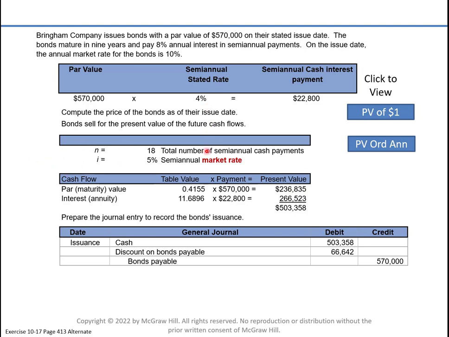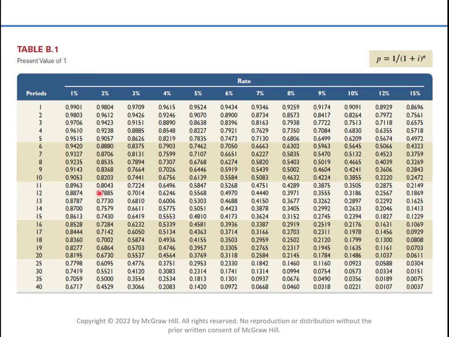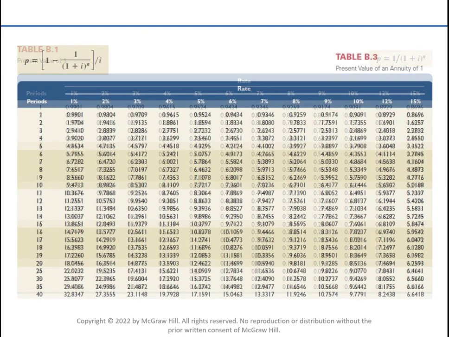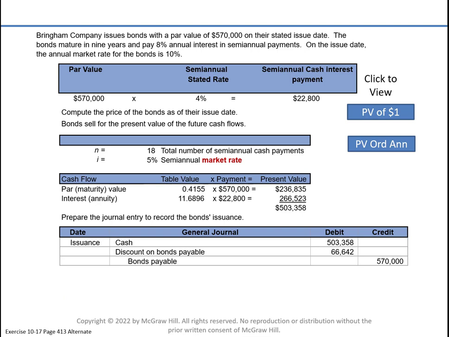Now I'm going to show you the tables. So again, we're looking at row 18 and column for 5%. So 18 and then 5%. So 0.4155 from table B1, and then table B3, same thing. We're going to look at 18 and 5%. So we used 11.6896. So you can see those numbers here. These came from the table B1 and B3.